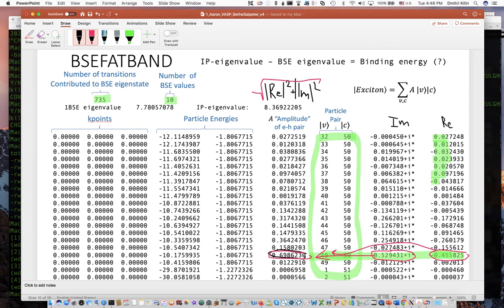So I guess the only other thing is that in this line that says 1 BSE eigenvalue, to the right of it, it also provides IP eigenvalue, where IP is ionization potential. And so one possible way to get a binding energy is just to subtract the IP eigenvalue from the BSE eigenvalue. Well, that's my thought anyway.